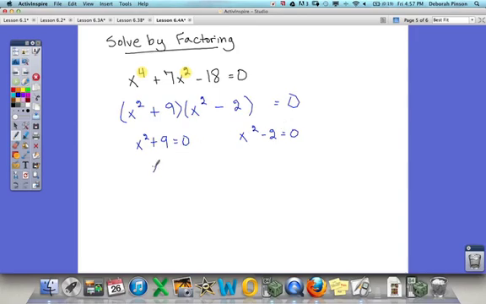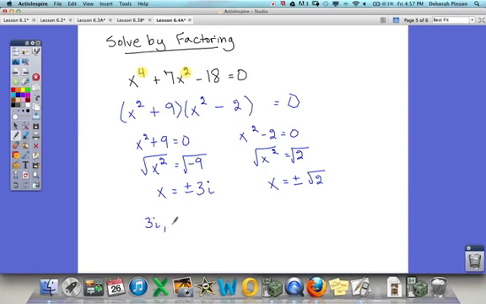So I'm going to move the 9 over and take the square root. So plus or minus 3i. Move the 2 over and take the square root. So my 4 answers are 3i, negative 3i, root 2, and negative root 2.